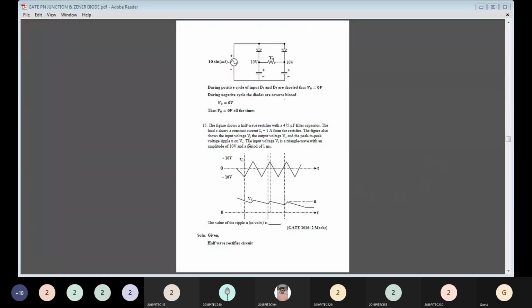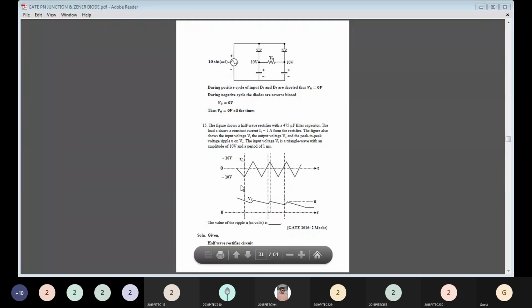Next. The figure shows a half-wave rectifier with a 475 microfarad filter capacitor. The load draws a constant current I0 equal to 1 ampere from the rectifier. The figure also shows the input voltage Vi, the output voltage V0, and the peak-to-peak voltage ripple U on Vc. The input voltage Vi is a triangle waveform with an amplitude of 10 volt and a period of 1 millisecond. Calculate the value of ripple U.